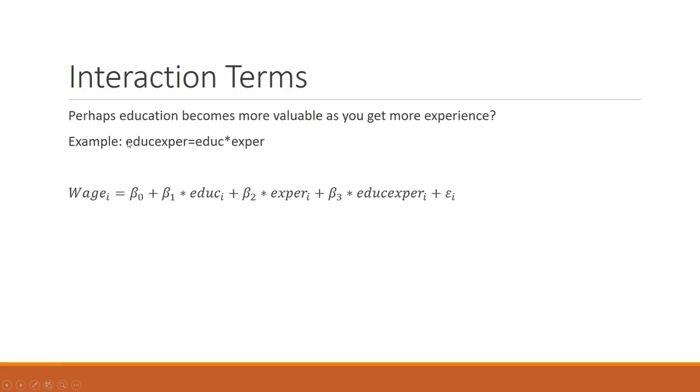All right, so then let's see what this looks like. I'm going to use the first example. Perhaps education becomes more or less valuable as you get more experience. Well, let's throw that into our regression. We've got wages as a function of education, experience, and then education interacted with experience. So now we've accounted for it. There's our interaction term. Now our intuition makes it clear to us that we think this might be a really important variable, so we're going to include it in this model.